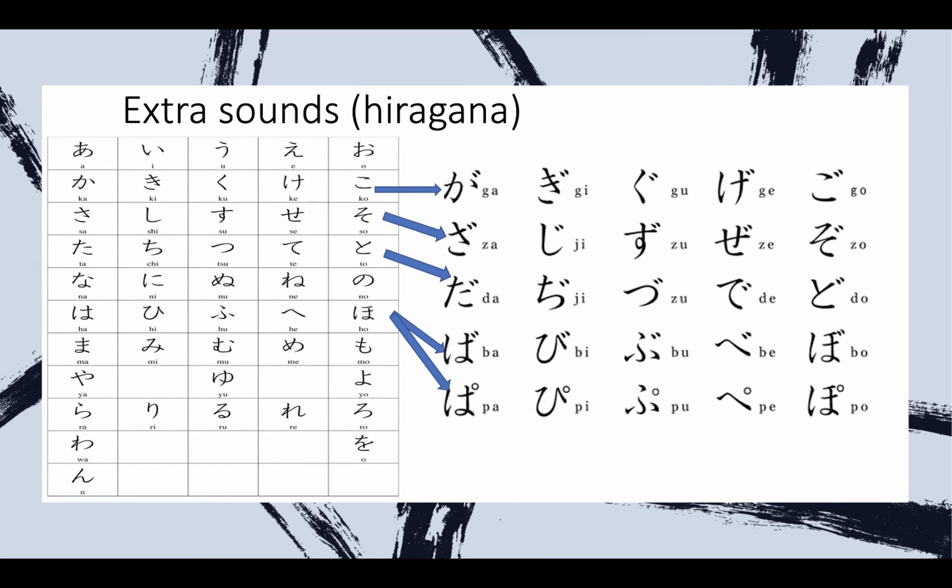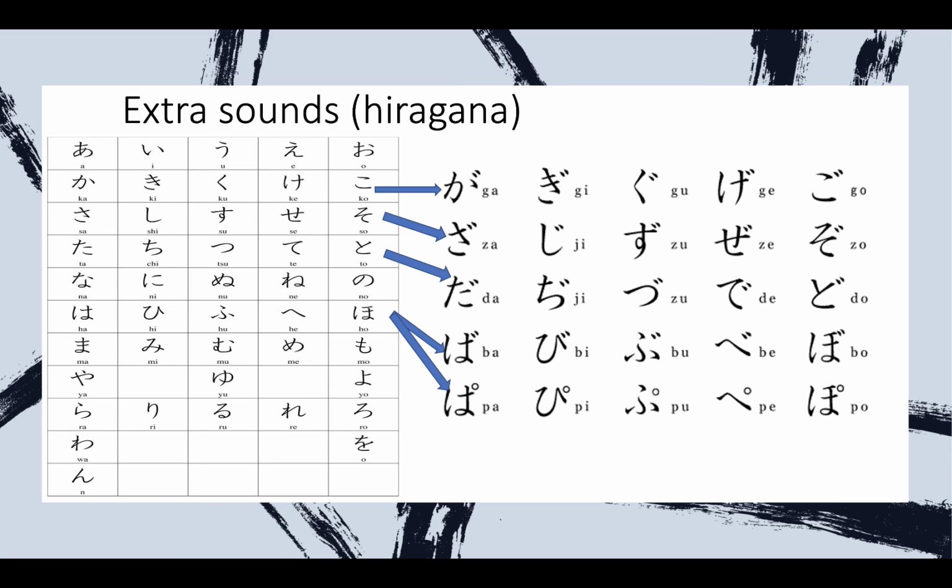So there are some extra sounds using hiragana. If you look at the second row, which is Ka, Ki, Ku, Ke, Ko, if you add 2 dots on these characters, they will become Ga, Gi, Gu, Ge, Go. Similarly, with the third row, Sa, Shi, Su, Se, So, if you add the 2 dots on top of them, they will become Za, Ji, Zu, Ze, Zo.